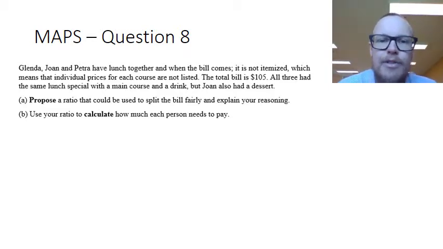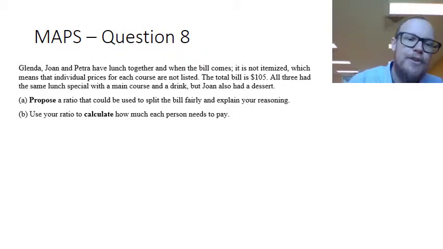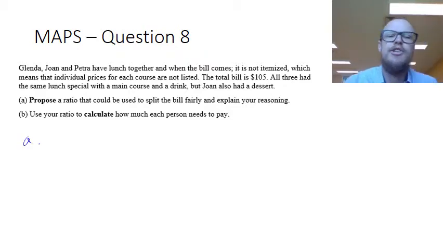The bill comes, it's not itemised, they've got to split the bill, $105. The first question says, propose a ratio that could be used to split the bill fairly. There are a number of different ways that you can work this out, but you need to make sure that you've got some reasoning. I'll show one answer, but there are many different answers for this one.